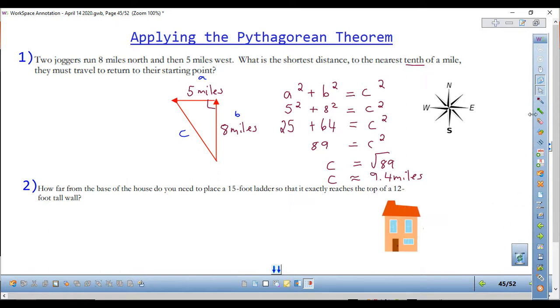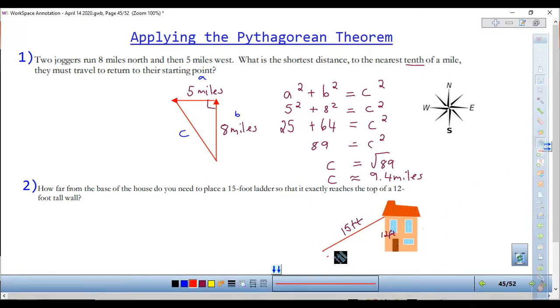Well, I've got my house, and I know that I've got a 12-foot wall, so I'm going to say that this is 12 feet, and that my ladder is 15 feet. So this is 12 feet, this is 15 feet, and this is going to be a right angle. Okay, that's going to have to do. I'm going to write in my right angle so I can show.